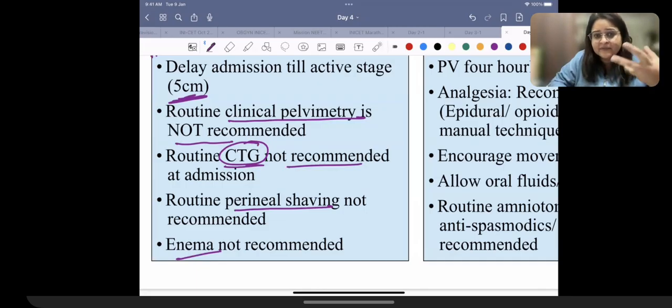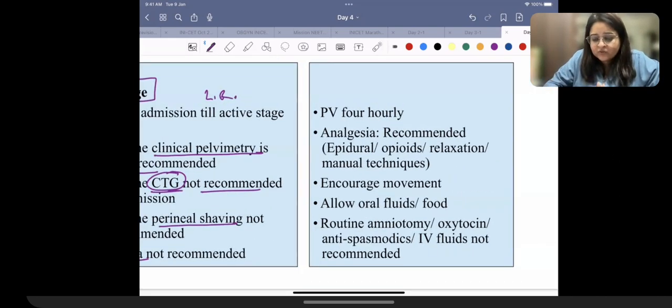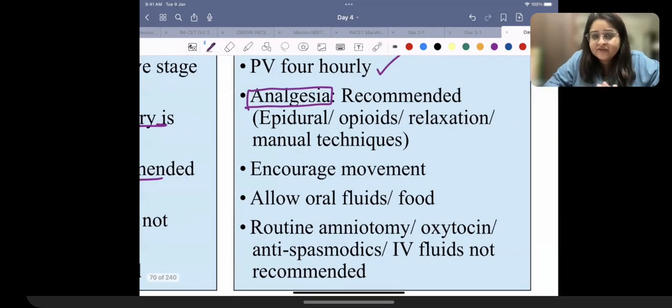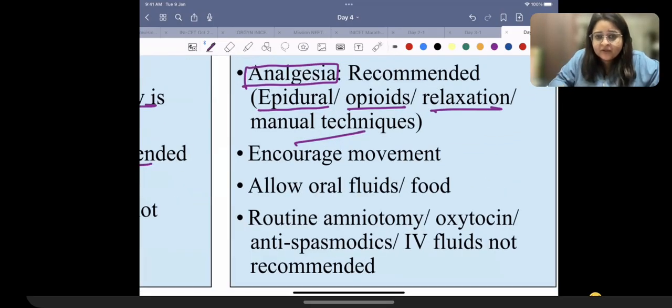So basically labor is a natural process. So let things be as natural as possible. Do a PV every 4 hourly. Okay. Now, one thing which the WHO insists upon is to offer every woman analgesia. Pain relief should be given in some form or the other. Okay. Either epidural if you have the facility, or opioids, or relaxation, or back massages. Something should be given in terms of pain relief. Okay. What else?